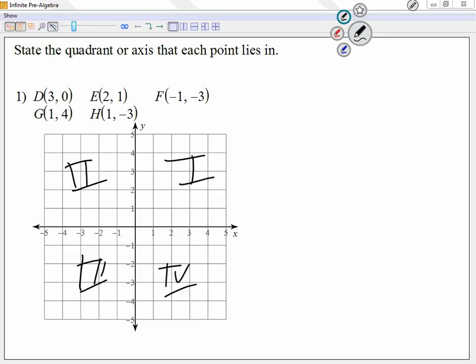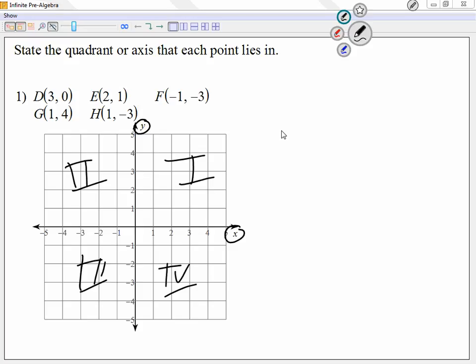So my task here is to state the quadrant or axis that each point lies in. What I mean by axis are those dark lines. The one that's laying down, the one left and right, that's the x-axis. As you can see, there's a little x right next to it. The one that goes up and down is called the y-axis. You can see there's a little y next to it. So like I said, a point either lies on a quadrant or an axis.